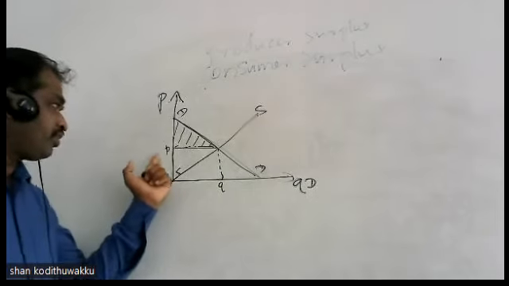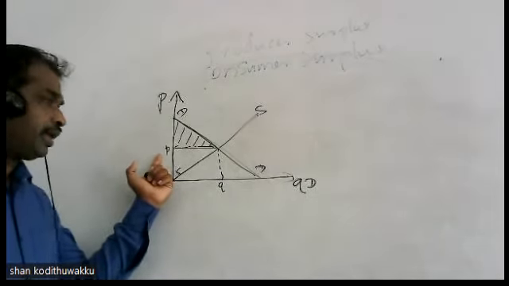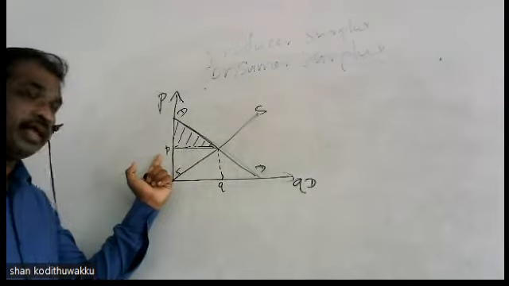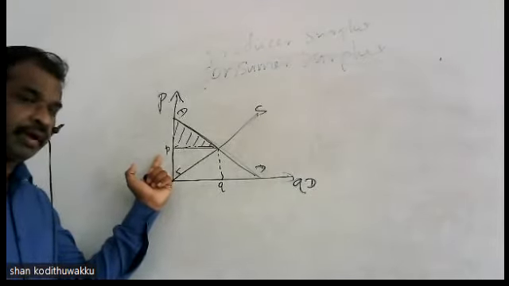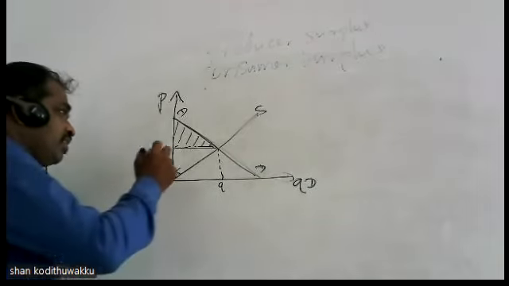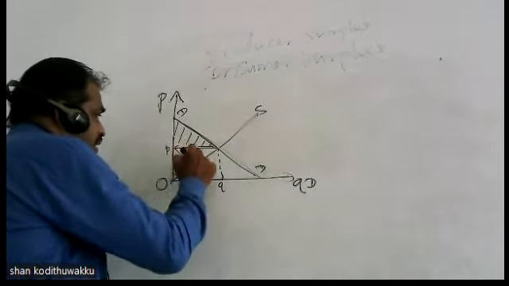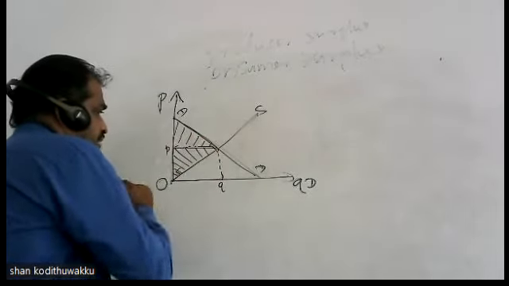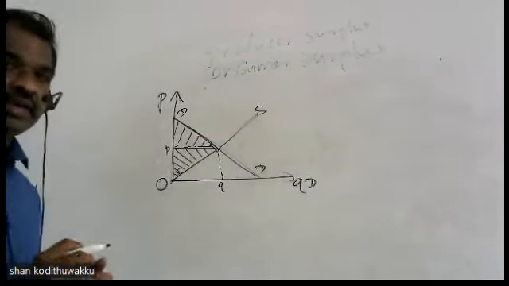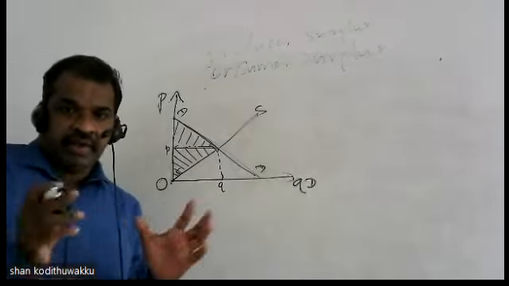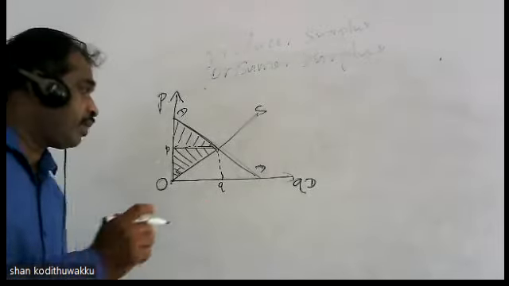When it comes to producer surplus, producers are also willing to supply at this price. But because of the equilibrium price, they can have a higher price than what they expected. Therefore, this area will be the producer surplus.